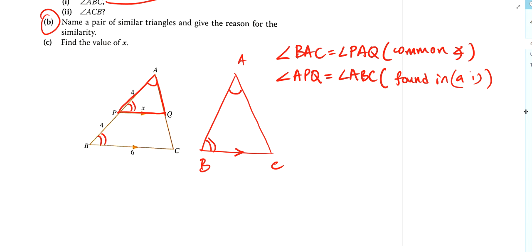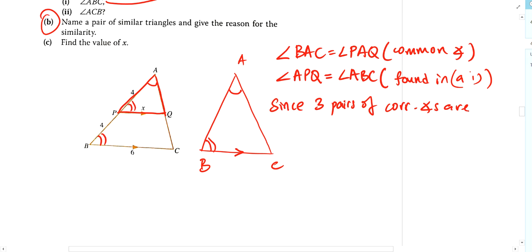So, we need to find the third angle. In this case, you have the opportunity to take a shortcut. From here, your markers, for this particular instance, are quite smart. You prove that 2 are the same already. Everybody knows the third one is going to be the same. Okay? So from here, you write next: since 3 pairs of corresponding angles are equal, triangle ABC is similar to triangle APQ.